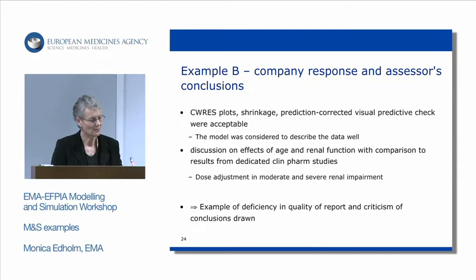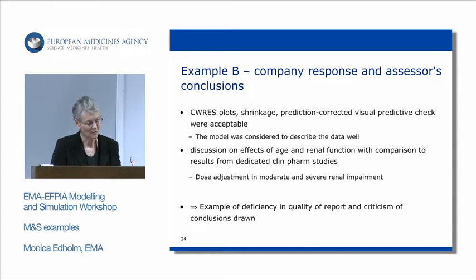The company responded and provided additional information regarding the predictive performances of the analysis. Conditional weighted residual plots, shrinkage, prediction-corrected visual predictive checks, and all these were considered acceptable. So it was concluded that the model was considered to describe the data well. And the response also included a discussion on the effects of age and renal function with comparison to the results from dedicated clinical pharmacology studies. And based on this discussion, a dose adjustment was implemented in moderate and severe renal impairment.